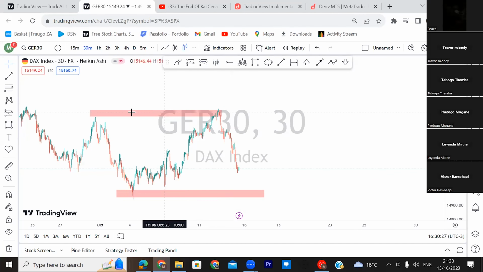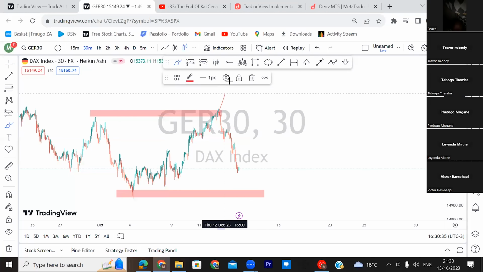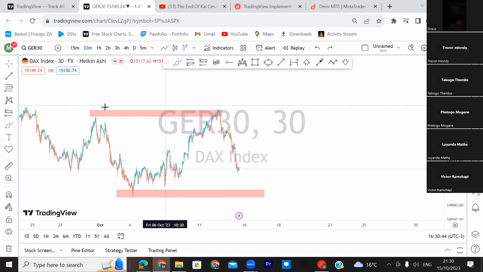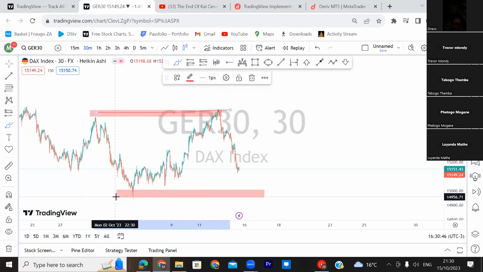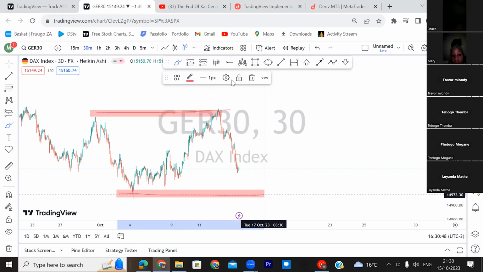So for an example, you can see here, this was the double top. So that tells you that either the price is going to break out, keep buying, or it's going to reject and then sell. So these key levels are very important for the market direction, right?